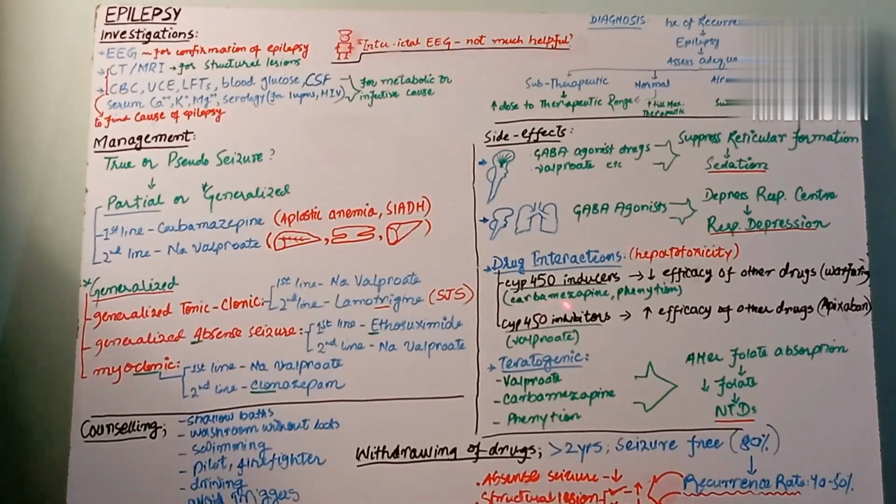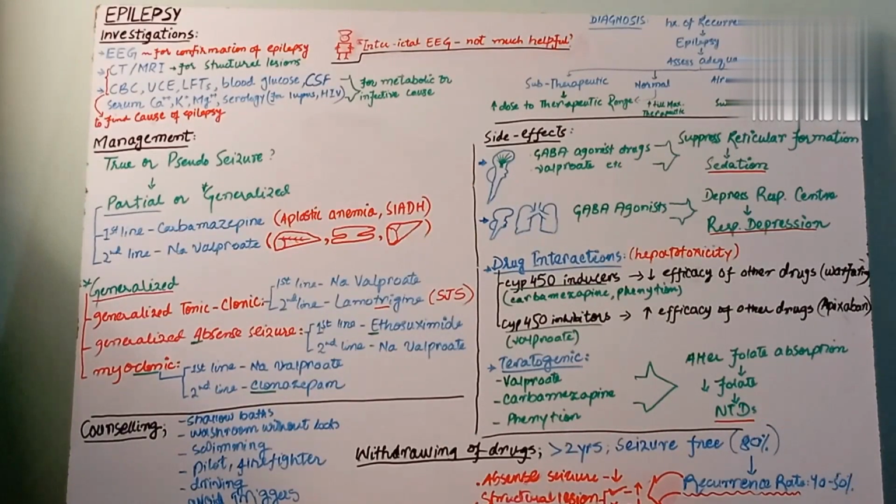There are some drugs. Actually, these are the three drugs which are doing the drug interaction: carbamazepine, phenytoin, valproate. They are actually teratogenic too. How are they teratogenic? They are actually altering the folate absorption, and folate or folic acid is the one which is needed for the neural tube formation. When there is decreased folate because of these drugs, what will happen? There will be neural tube defects.